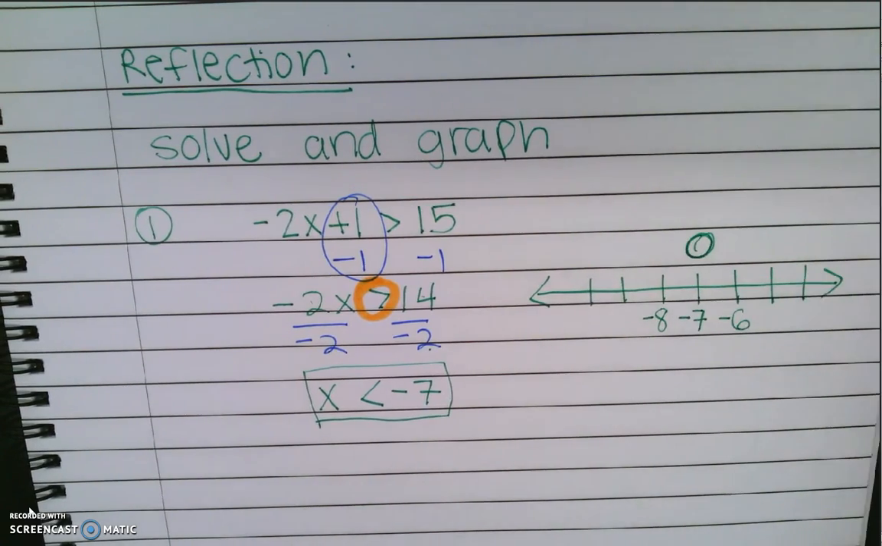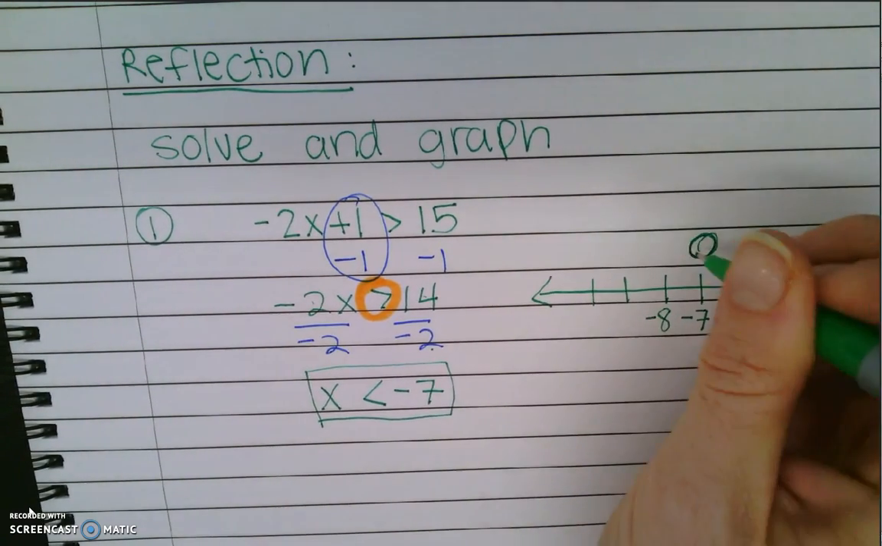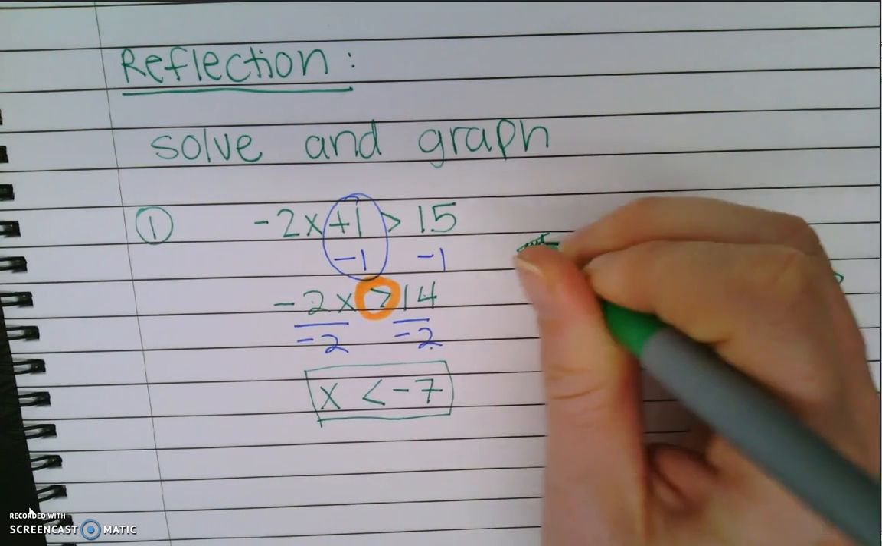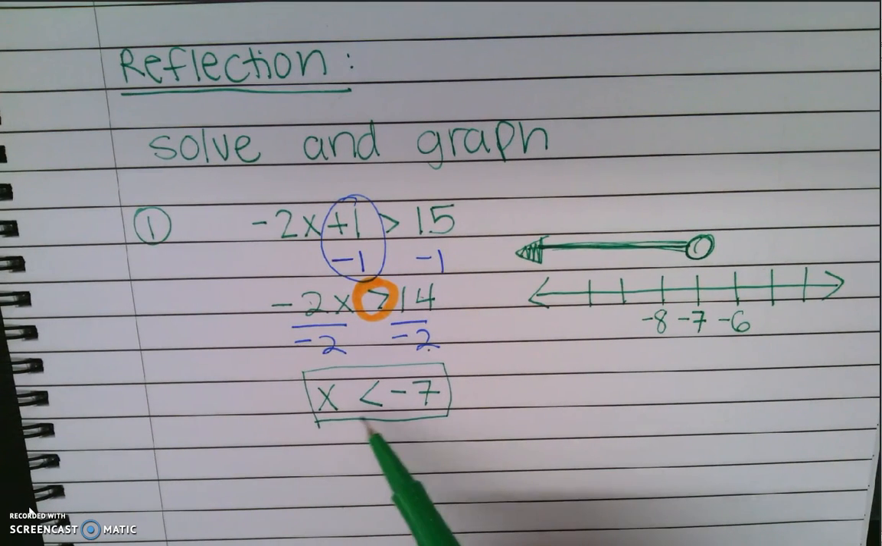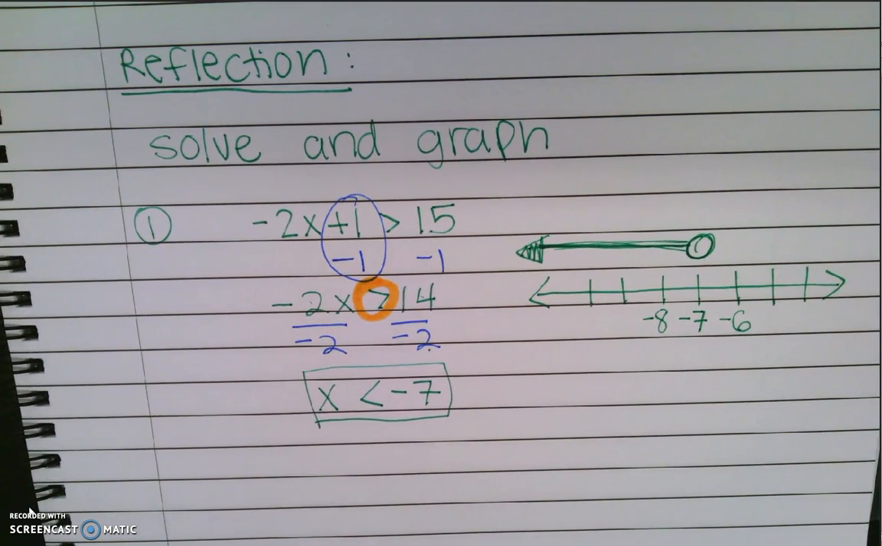Open circle at negative 7 because it's not or equal to, and this is less than, so we're going to shade to the left. Again, you can always think about numbers that you're shading and if that makes it true. So negative 100, is negative 100 less than negative 7? It is, so I feel very confident in my work.